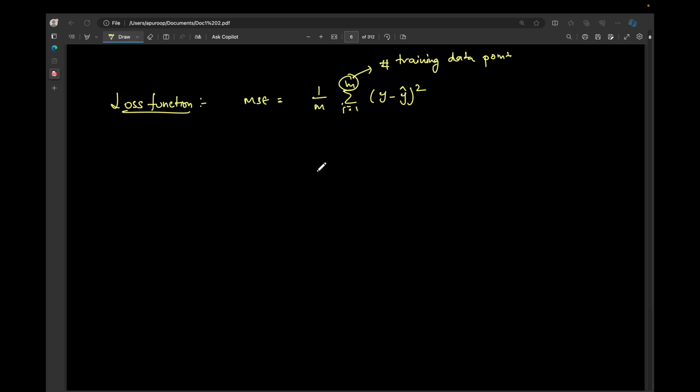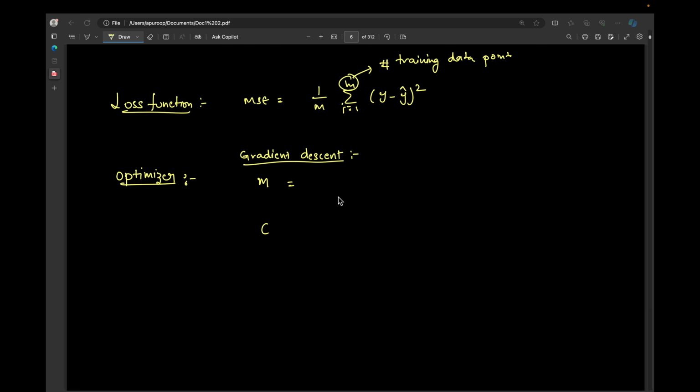And after the loss function, what is the next step? The next step will be our optimizer. And this optimizer will be adjusting the line. And how will it be adjusting it? It will adjust it by updating the parameters. What are our parameters? Our parameters are m and c. So these will be updated with the help of an algorithm called gradient descent. So gradient descent is the algorithm which will help us in adjusting the parameters.